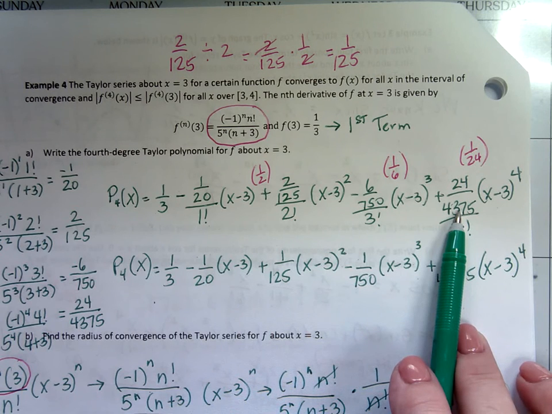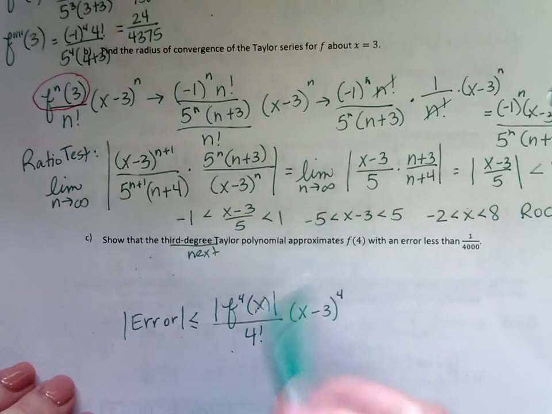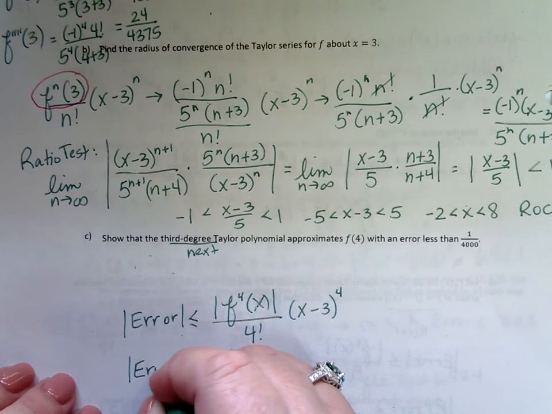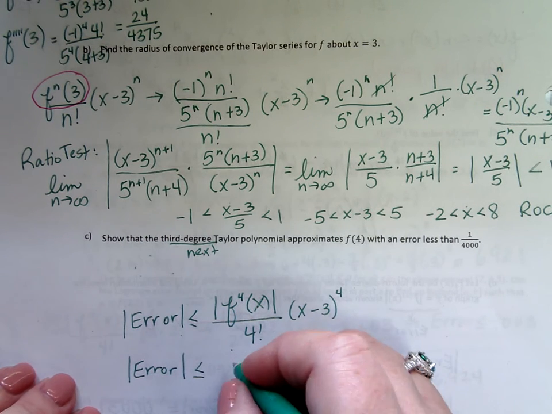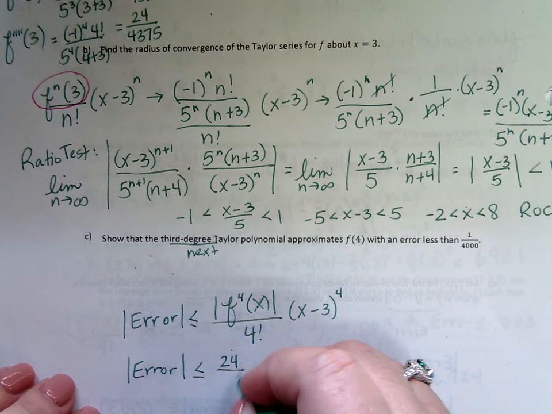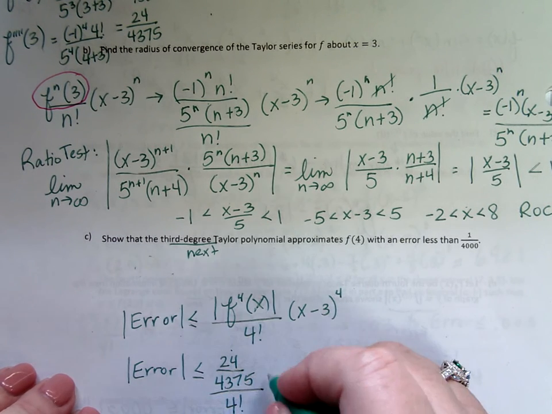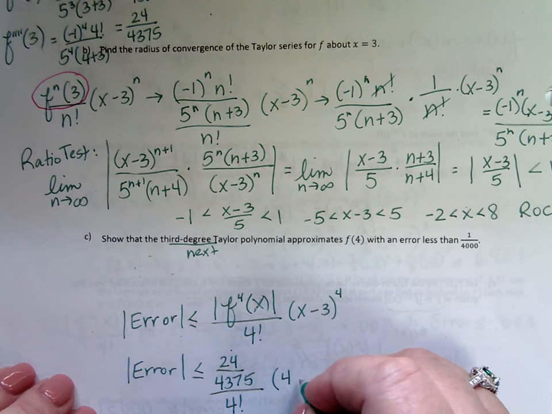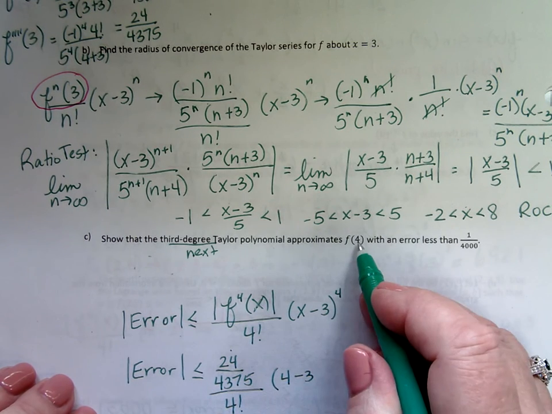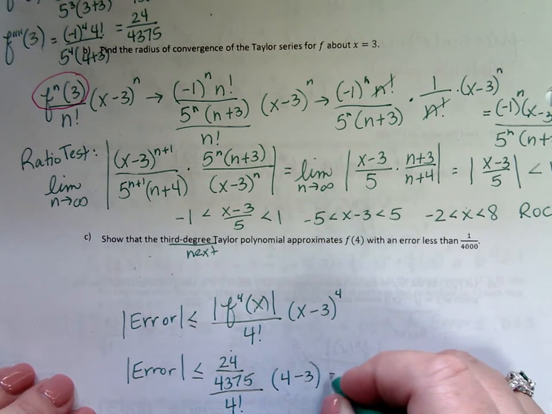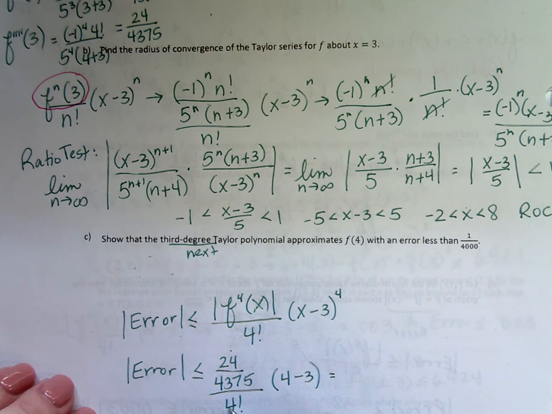So if 24 over 4375 is your numerator as you're doing this error problem, you know that the error is less than or equal to 24 over 4375 over 4 factorial times 4 minus 3, because I'm trying to approximate what it is at 4. Just like before in those problems I showed you back in part A, if I'm dividing by this factorial, I'm really multiplying by 1 over it, and 4 times 3 times 2 times 1 happens to be 24.